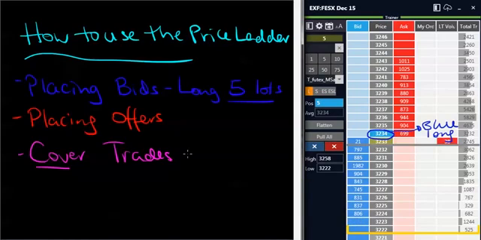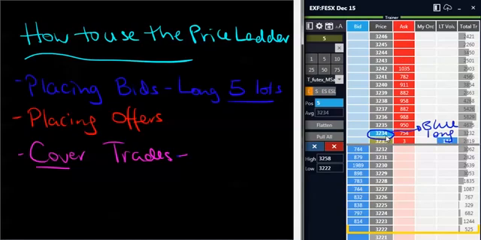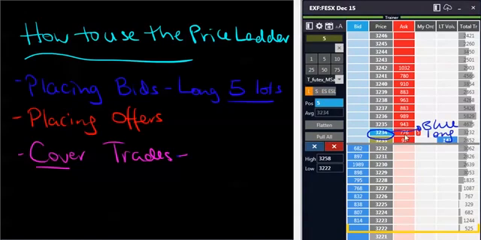If I wanted to cover the trade, I would basically hit either at market, or I could put in a stop loss order. Let's just say I wanted to hit at market and get out for a 1 tick loss at 32.33. I'm currently long at 32.34, and I wanted to get out for a 1 tick loss.